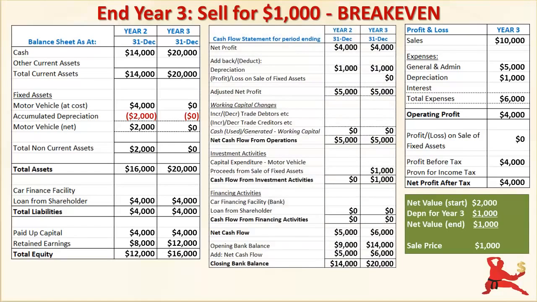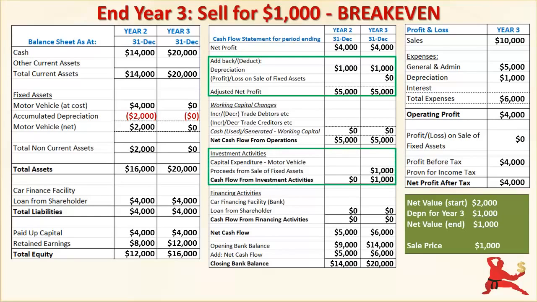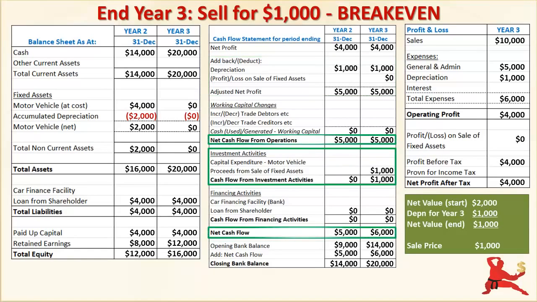The cash flow statement shows you the cash flows relating to the sale of the car. Profit, as we all know, is not cash, so any profit or loss on sale of the car has to be eliminated from the net profit figure in the cash flow statement. To do this adjustment, you deduct the profit on sale of fixed assets from the net profit, but if you have a loss, you add that loss back to the net profit number. The $1,000 that you got from the sale of the car is shown as a cash inflow under investment activities. So your net cash flow for year 3 is $6,000, $5,000 from operating activities, and $1,000 from the sale of the car.